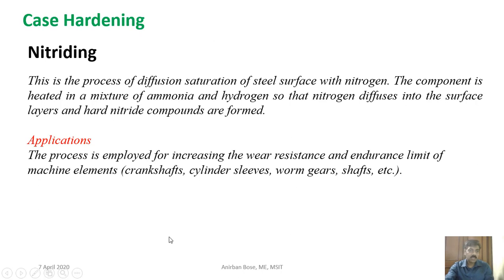Now, another case hardening process is called nitriding, which is the process of diffusion saturation of the steel surface with nitrogen. The component is heated in a mixture of ammonia and nitrogen, so that nitrogen diffuses into the surface layers and hard nitride compounds are formed. The applications you can see are crankshafts, cylinder sleeves, worm gears, like that. So in the carburizing process, it is the carbon atom that diffuses. In the case of nitriding, it is basically the nitrogen atom that is diffusing and forming the strong nitrides, and the surface becomes very hard.